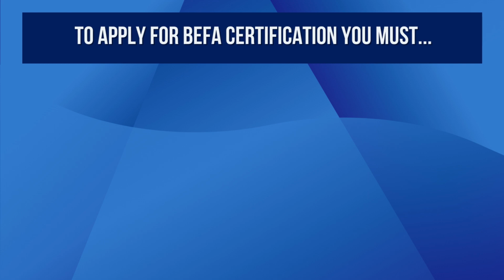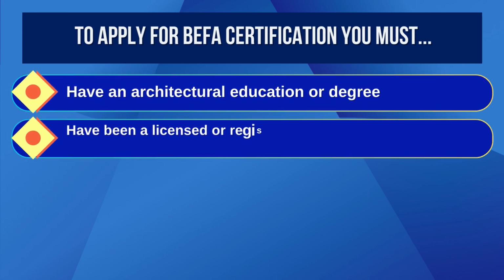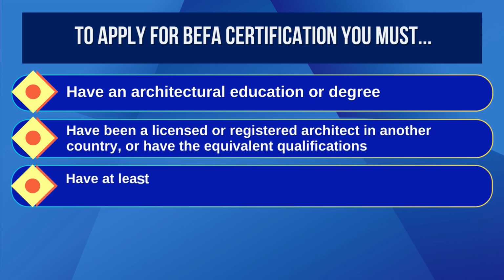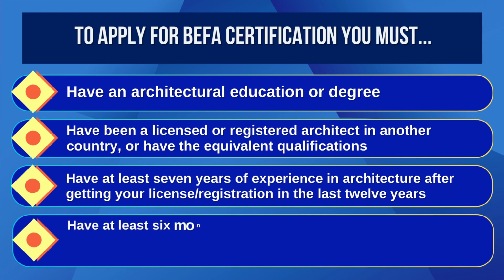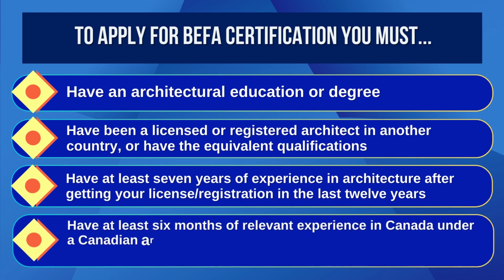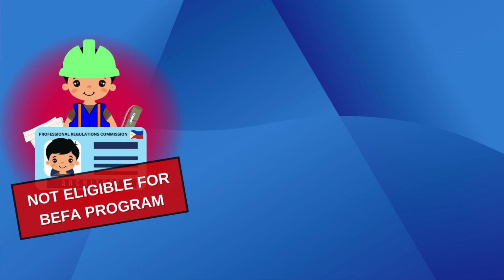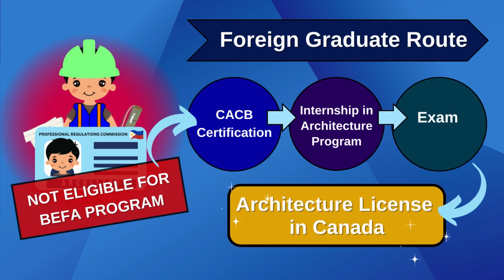To apply for BEFA certification, you must have an architectural education or degree, have been a licensed or registered architect in another country, or have the equivalent qualifications. Have at least 7 years of experience in architecture after getting your license or registration in the last 12 years. And have at least 6 months of relevant experience in Canada under a Canadian architect's supervision within 3 years before the interview. Take note. If you do not meet any of the BEFA eligibility requirements, you have to go through the foreign graduate route to obtain a license and work as an architect in Canada.